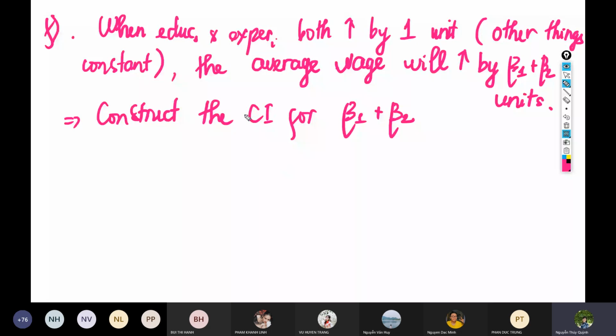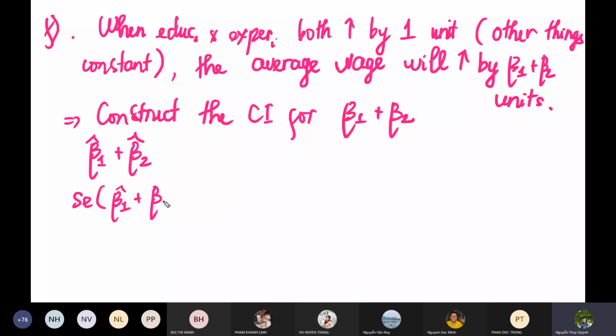All right, so in order to construct the confidence interval, we need the point estimate, which is beta 1 hat plus beta 2 hat. We also need the standard error of the estimate, beta 1 hat plus beta 2 hat. And we also need the critical value of t, where the level of significance is 0.05 divided by 2, and the degree of freedom is 313.